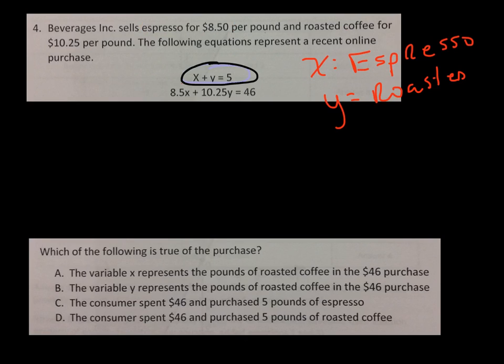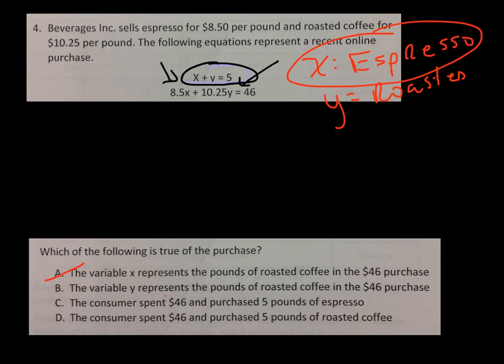So it's $8.50 for every pound of espresso and $10.25 for every pound of roasted. So let's look at some of the answer choices that they gave us. A, the variable X represents the pounds of roasted coffee in the $46 purchase. Well, no, X represents the espresso. So that's obviously wrong.